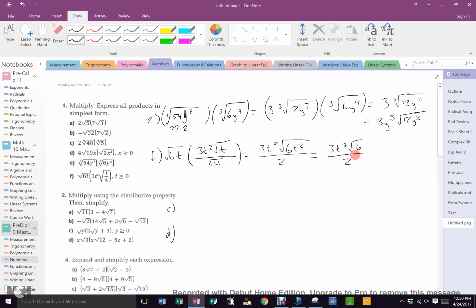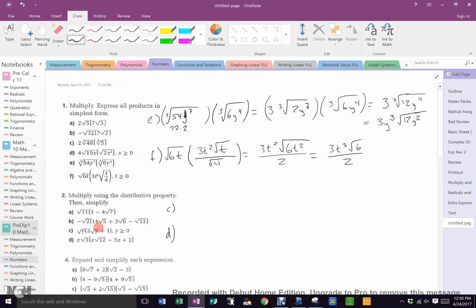They have it written as, I can't remember, I think it's 3t cubed root 6 over 2, something like that. I don't know, but it's the same, so don't worry.